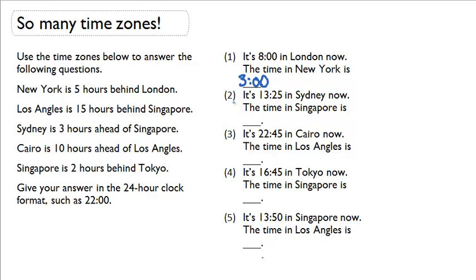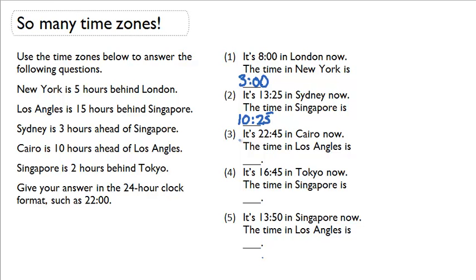Question 2. It is 13:25 in Sydney now. The time in Singapore is, well, Sydney is 3 hours ahead of Singapore, which is the same thing as saying Singapore is 3 hours behind Sydney. So if it's 3 hours behind Sydney, we can just take 3 away from Sydney's time to get 10:25.